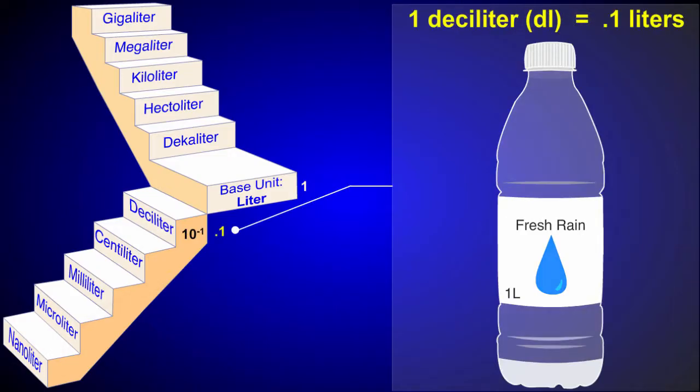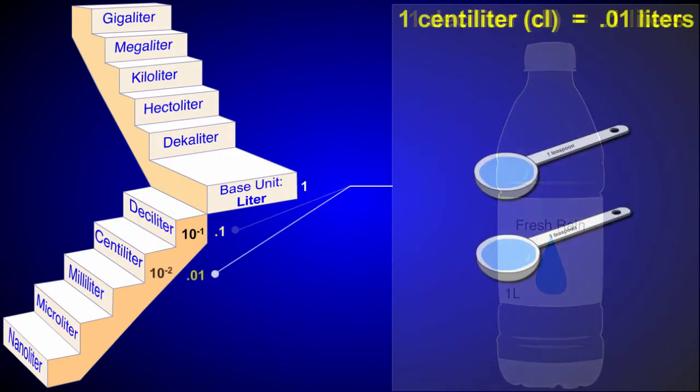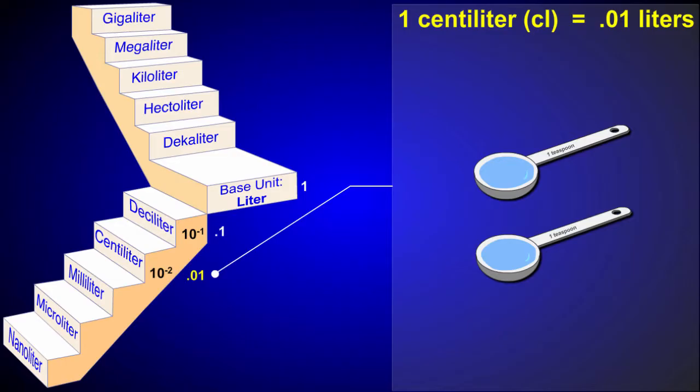Deciliters are 10 times smaller than liters. A deciliter is equal to 1/10 of a liter, or about 3.3 fluid ounces. Centiliters are 100 times smaller than liters. If you were to compare centiliters to ounces, a centiliter would be equal to about 1/3 of a fluid ounce.